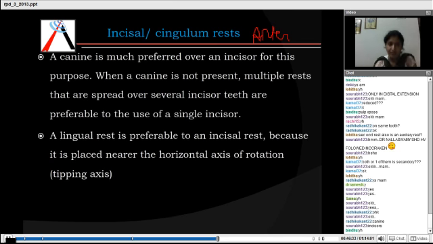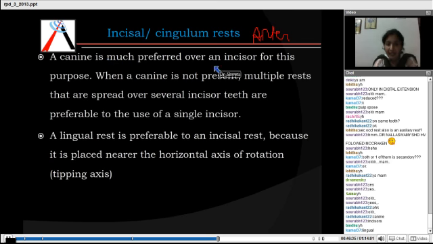Now what they say is, in teeth, a canine is much more preferred over an incisor. When a canine is not present, multiple rests that are spread over several incisor teeth are preferable. They are saying that a canine is more preferred over an incisor because it has more strength, and also for aesthetic purposes. And they are saying a lingual rest is preferable to an incisal rest. That is, a cingulum area rest is preferred to an incisal rest because it is placed near the horizontal axis of rotation.